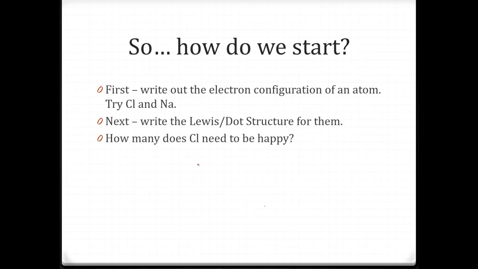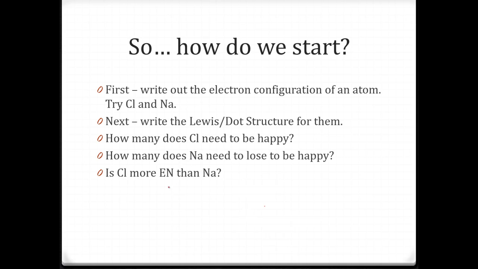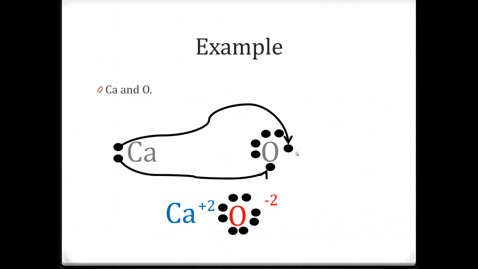Let's look at it. Is chlorine more electronegative than sodium? Remember your trend: electronegativity increases that way. If they're both on the same row, or the same period, then yes, chlorine is more electronegative than sodium. So what happens? Here's an example of an ionic bond with our two elements.